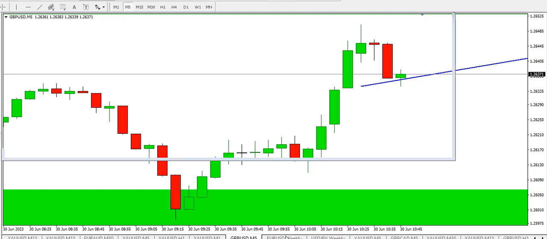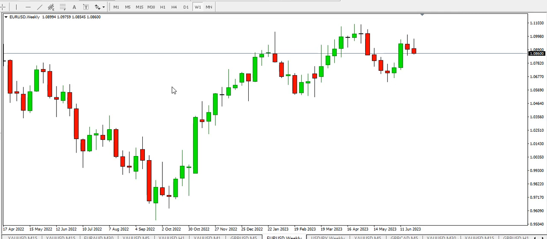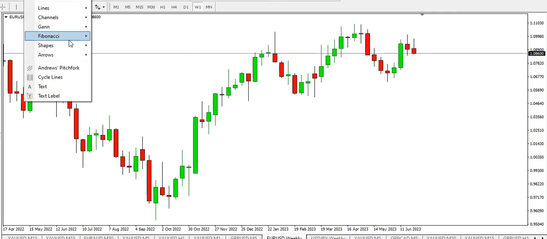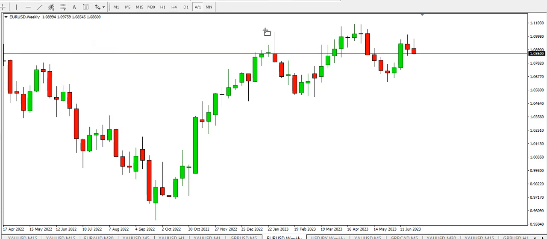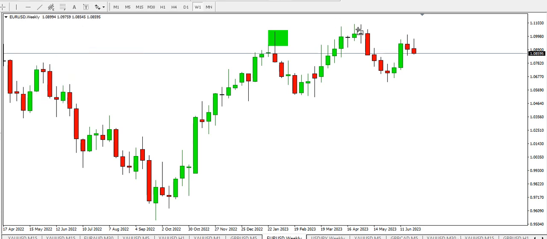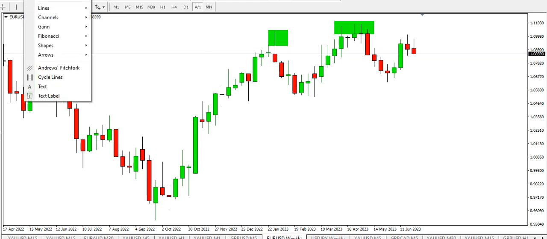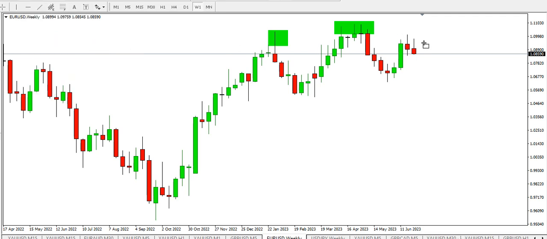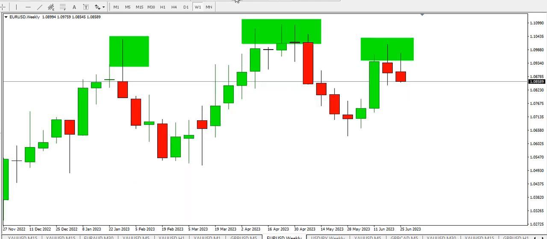Okay, let's take a look at EURUSD on the weekly time frame. On the weekly time frame, we are seeing more like the formation of a triple top. This is the first top. This is the middle top, and this is the right top. The top on the right is currently forming, so we might want to wait for it to completely form.